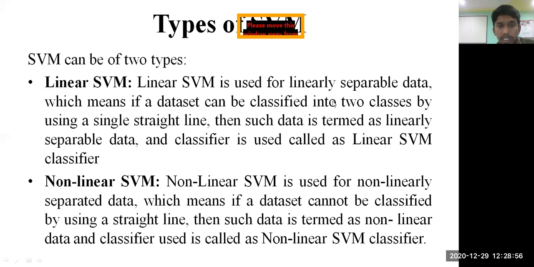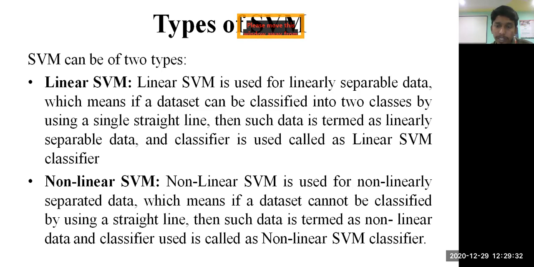Talking about linear SVM, if a dataset can be classified into two classes by using a single straight line, then such data is termed linearly separable data, and the classifier used is called a linear SVM classifier. So whenever you are talking about SVM, if you have data points which can be separated easily using a linear line or linear separation, then we use the linear SVM algorithm. If you are unable to do that using a linear line, then it is termed non-linear SVM.